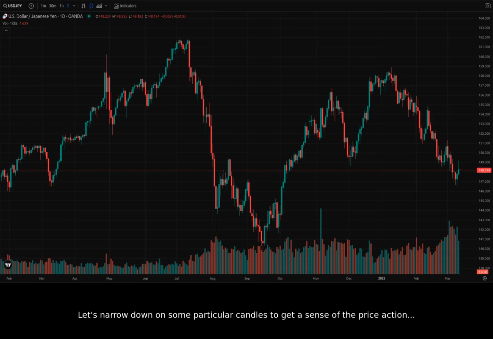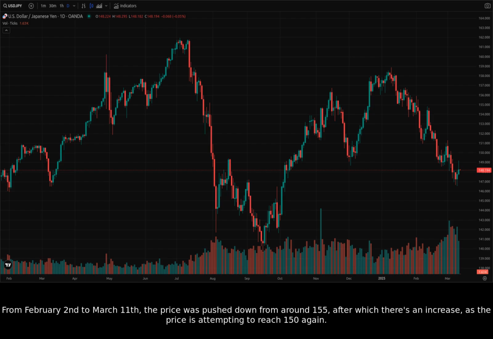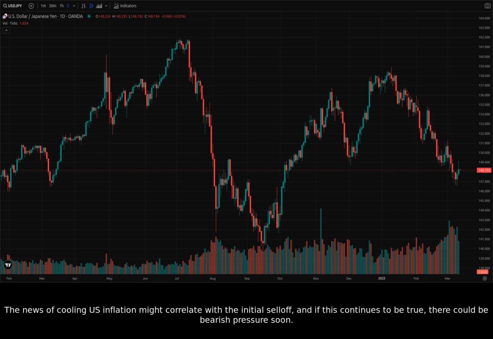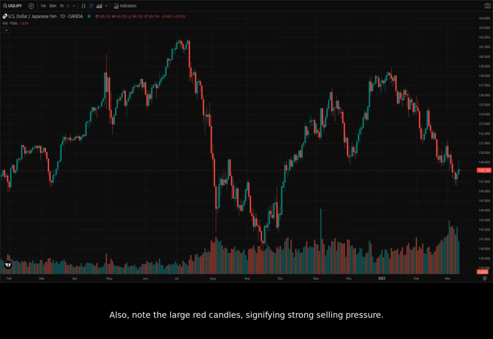Let's narrow down on some particular candles to get a sense of the price action. From February 2nd to March 11th, the price was pushed down from around 155, after which there's an increase, as the price is attempting to reach 150 again. The news of cooling U.S. inflation might correlate with the initial sell-off, and if this continues to be true, there could be bearish pressure soon. Also, note the large red candles, signifying strong selling pressure. However, in the short term, there have been signs of indecision, so we'll want to look at the other charts.